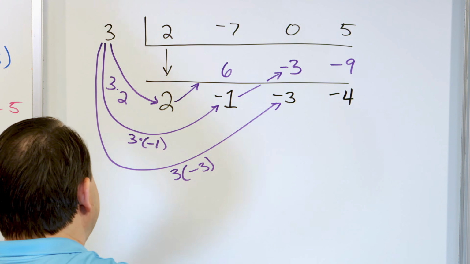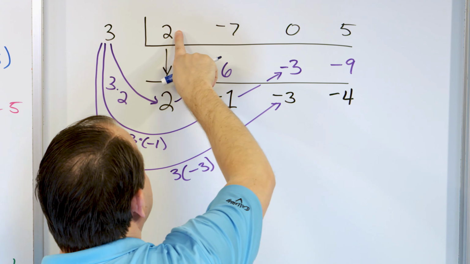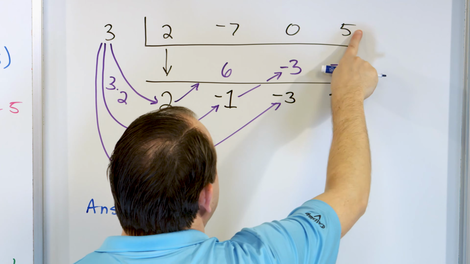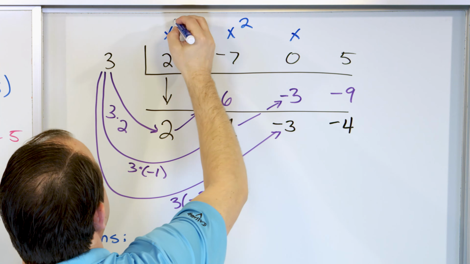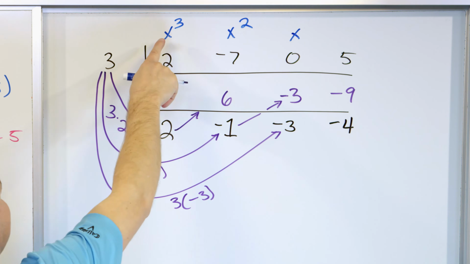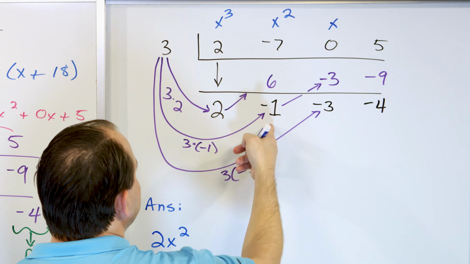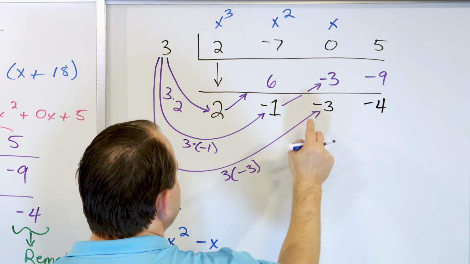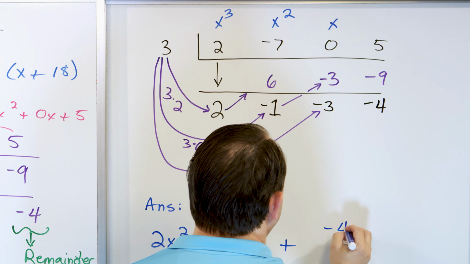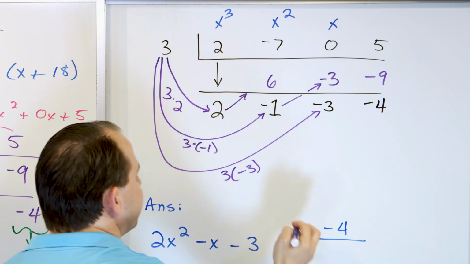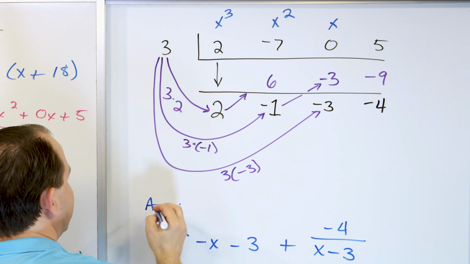Now, when you're writing the answer down from synthetic division, you know this is an x cubed polynomial because this is a constant term, this is an x term, this is an x squared term, this is an x cubed term. So because this is an x cubed term, you know that this has to be a 2x squared term. You know this has to be an x term. You know this has to be a constant term. And then this is the remainder, which is negative 4, over whatever I divided by, which we know is x minus 3, because it's the opposite sign of what we put up there.